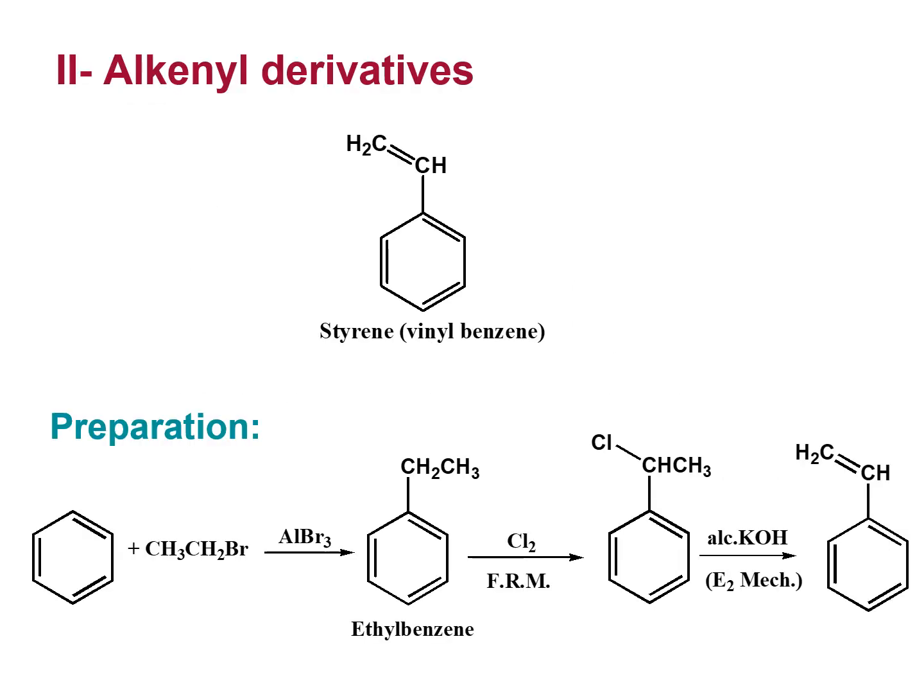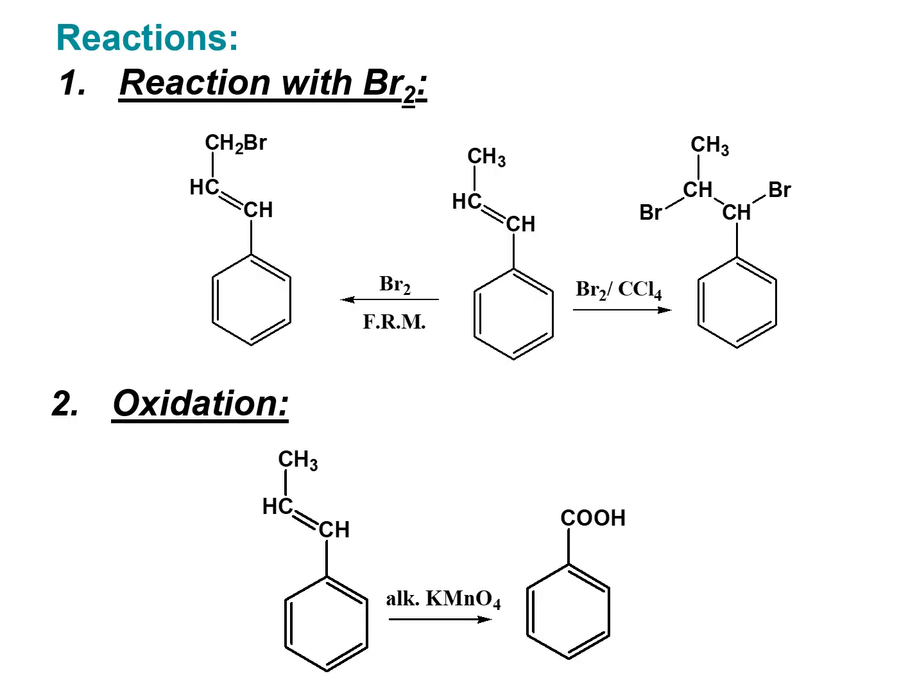The second derivative was the styrene or the ethenyl or alkenyl derivatives, where you can prepare them through the alkyl benzene followed by free radical substitution of the alpha hydrogen and elimination of a hydrogen halide molecule using a strong base like alcoholic potassium hydroxide. The reactions were exactly the same as the reactions of any doubly bonded compound. For example, you can add a halogen giving the dihalo compound. You can add a hydrogen halide and you can oxidize using potassium permanganate.